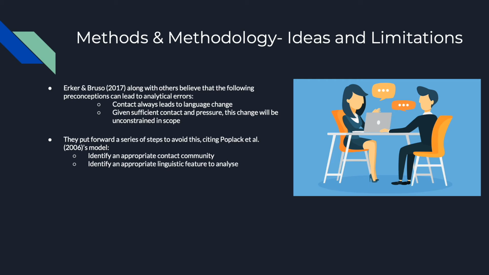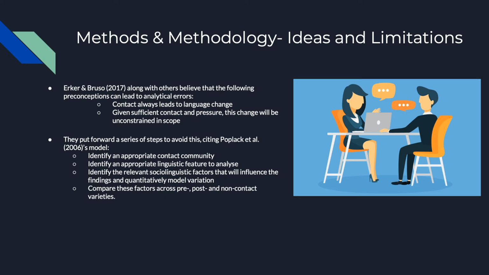Then the second one is to identify an appropriate linguistic feature to analyze to check for potential convergence as it occurs spontaneously in natural speech. The third one is to quantitatively model variation and identify the constraining social and linguistic factors acting upon the dependent variable. And then finally, the fourth one is to compare these constraints across pre, post, and non-contact varieties.